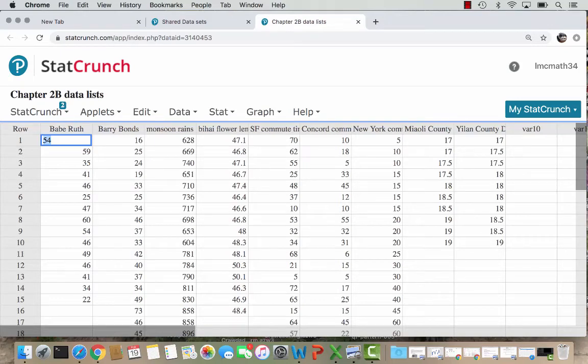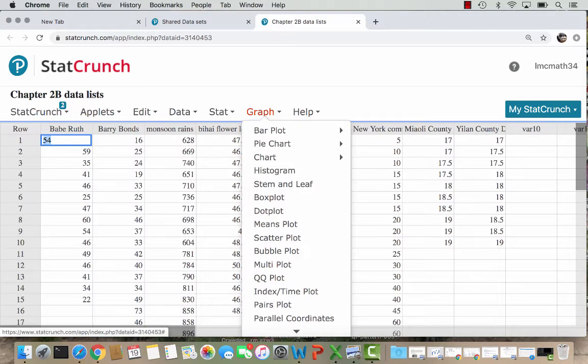In this video, we look at a side-by-side comparison of box plots. I'm in a data file you could search for if you'd like to follow along. It's called Chapter 2B Data Lists. I am going to compare commute times for three cities, San Francisco, Concord, and New York. I'm using random samples from 20 folks in each city to construct my box plots and do my comparison.